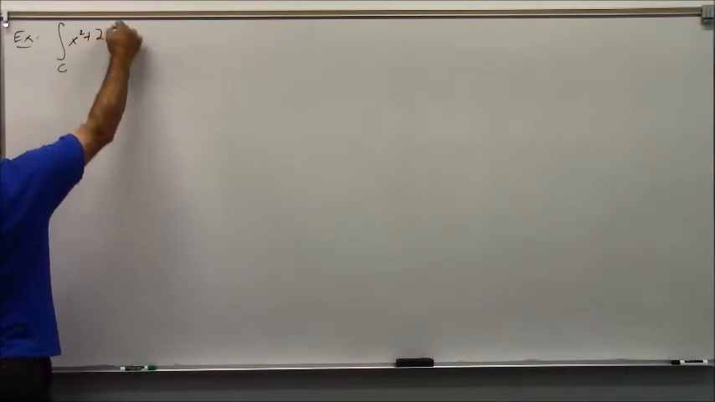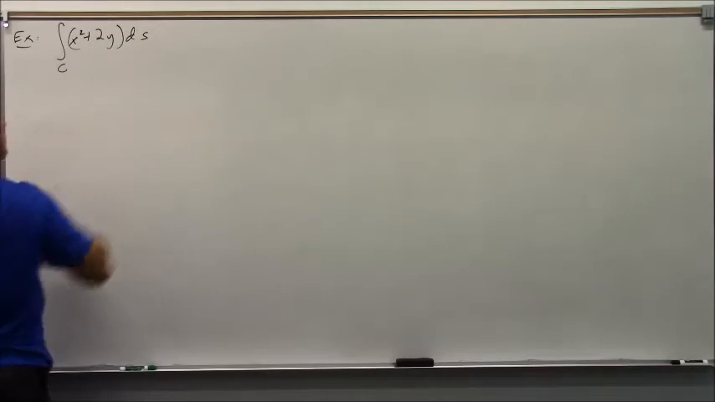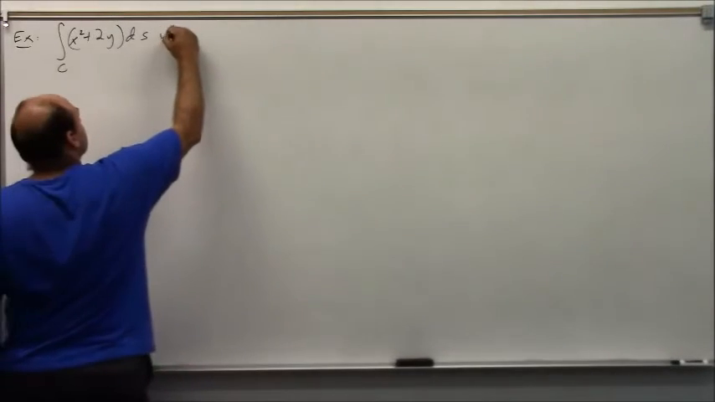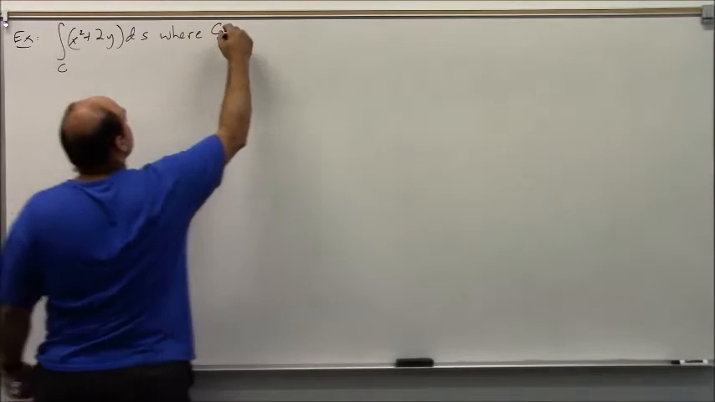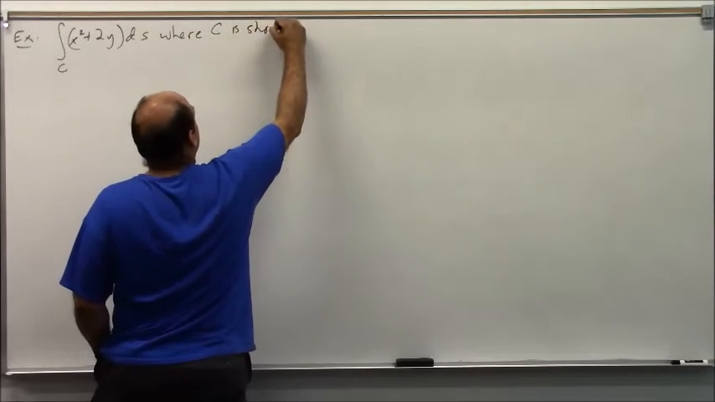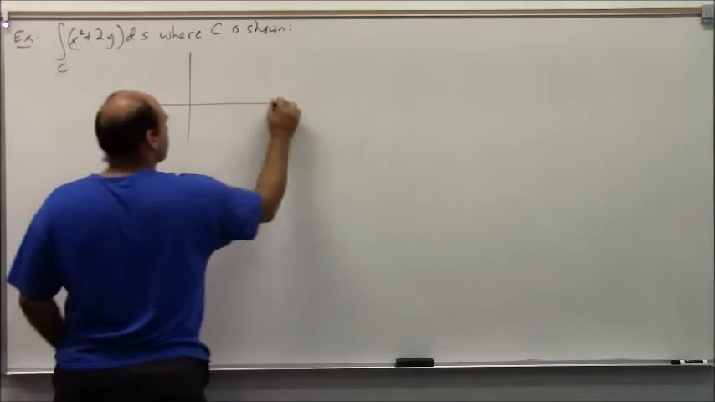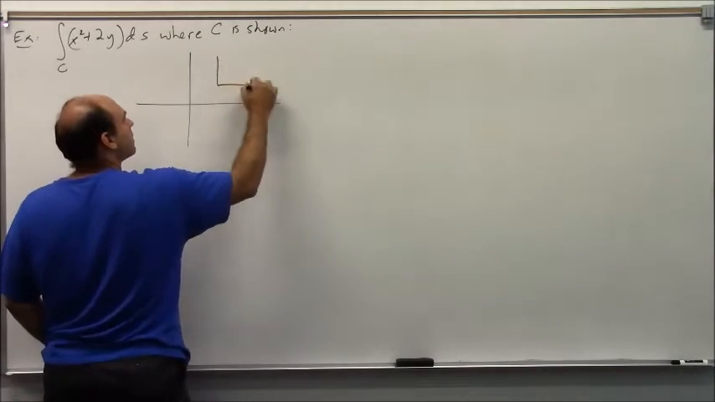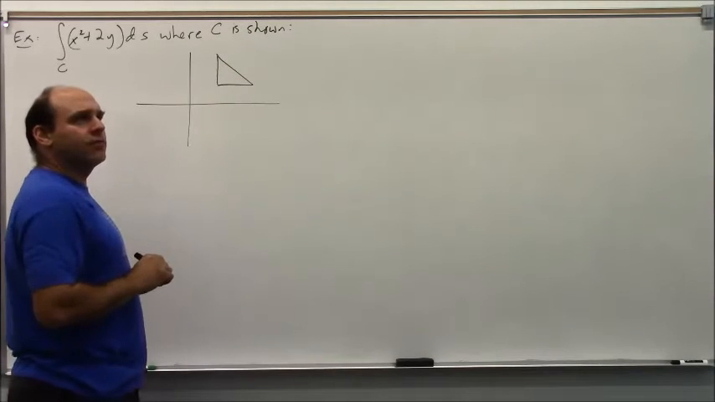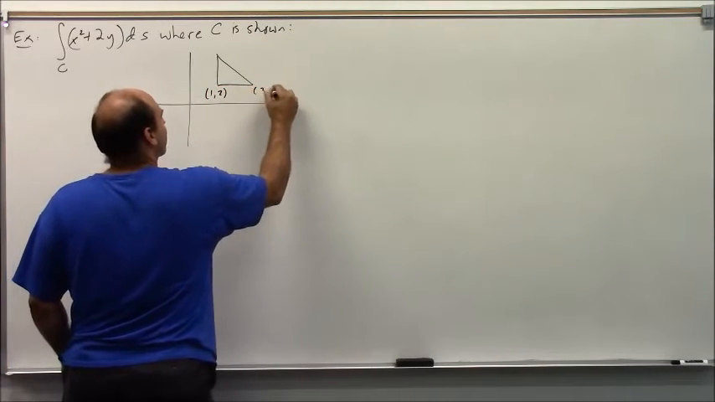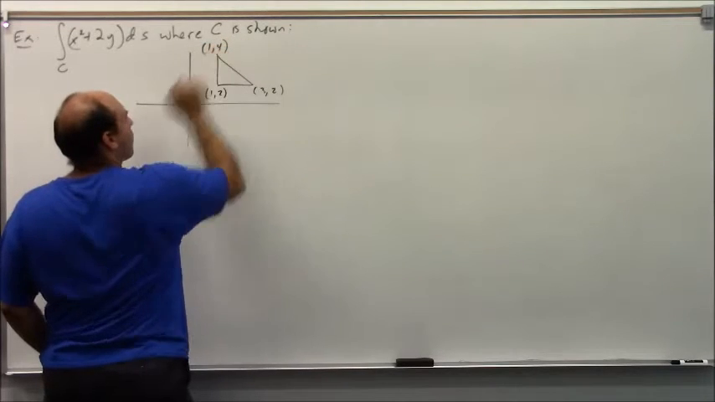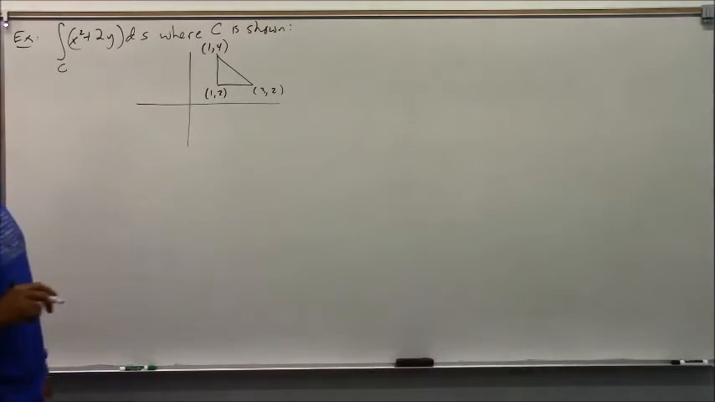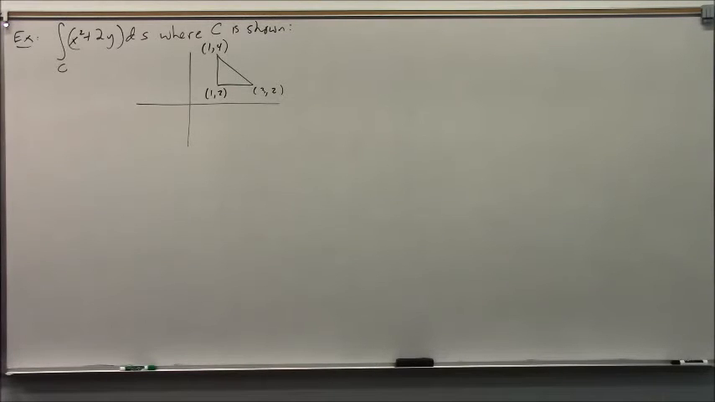Let's try another one. Let's try the path integral over C of x squared plus 2y ds, where C is shown. So here's C. I want to take a triangle. I'm going to go from (1, 2) over to (3, 2) and up to (1, 4). Okay, so those are the vertices of my triangle. Okay, give that a shot.